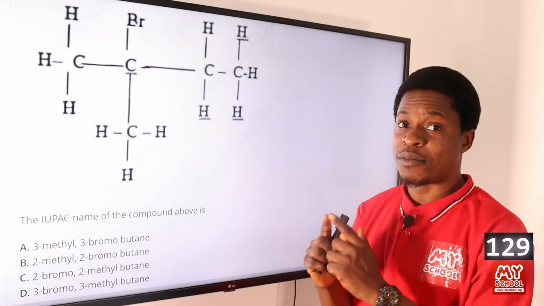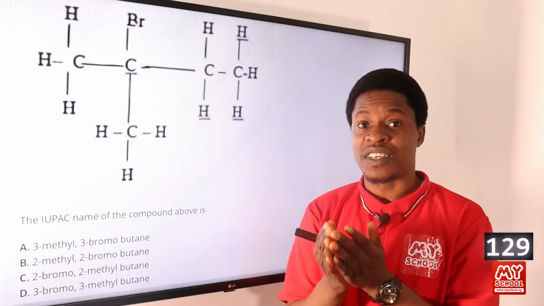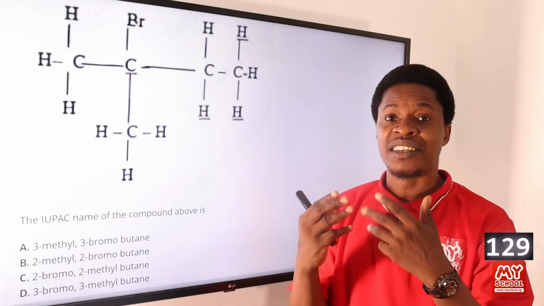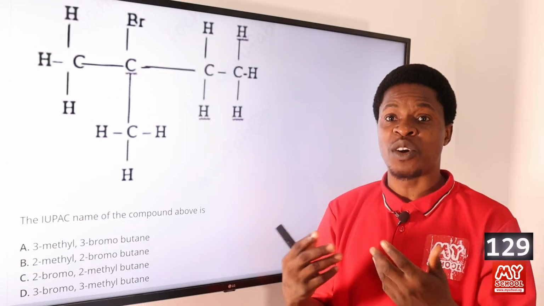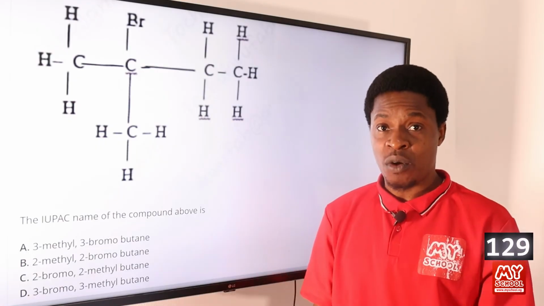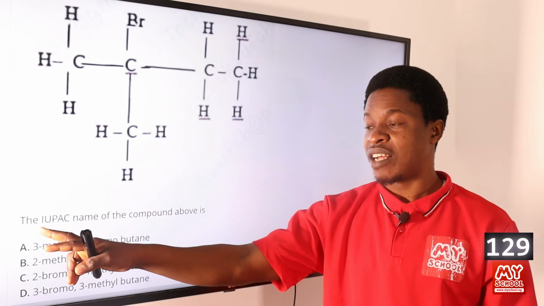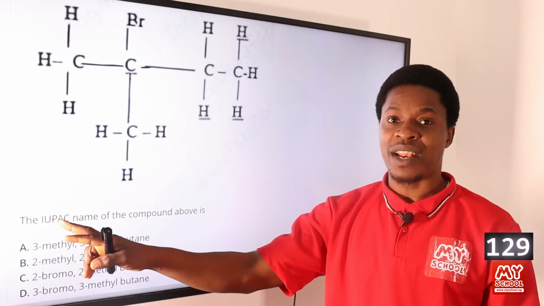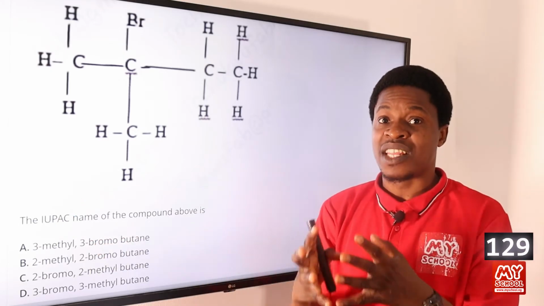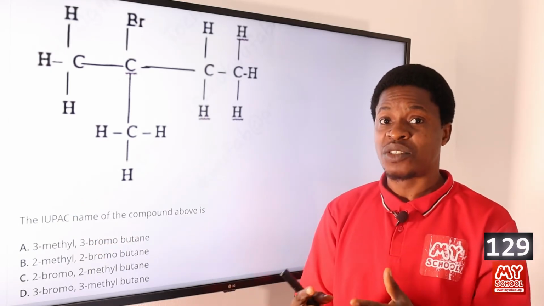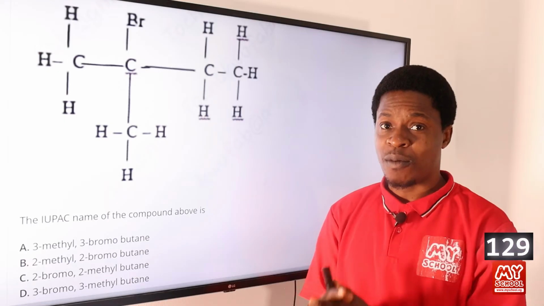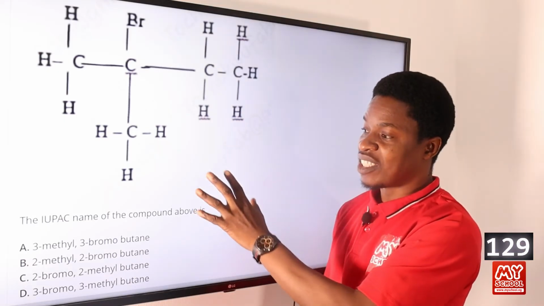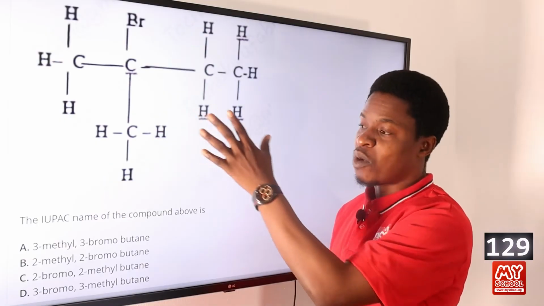But for the IUPAC name, a set of scientists, chemists, came together and decided that there should be a general name by which every compound is called. That's why we call it IUPAC, International Union of Pure and Applied Chemistry. They gave names to compounds, especially organic compounds. So the question is asking us to give this compound its name.